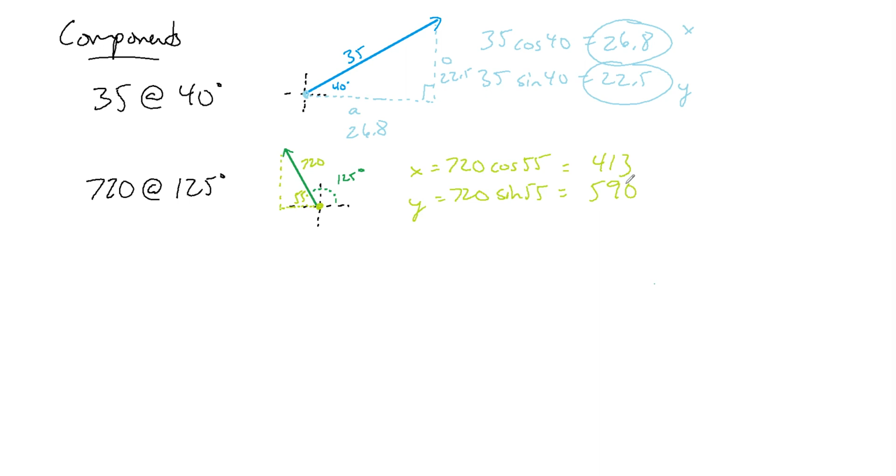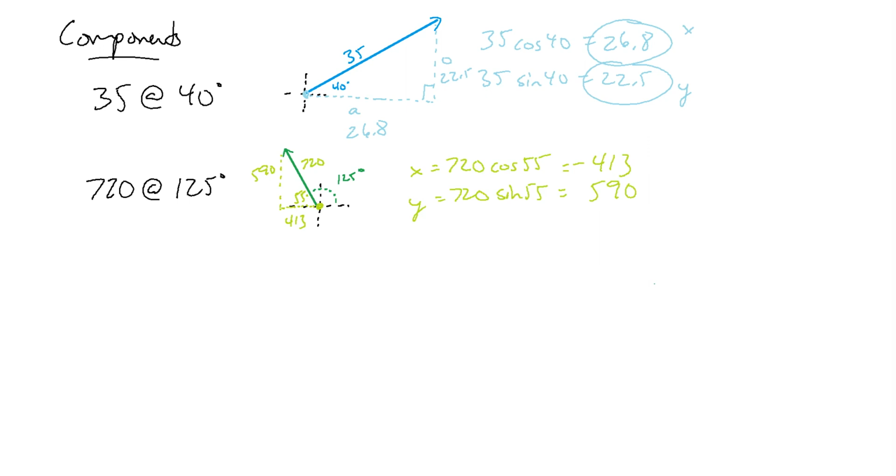And if you use the 125 degrees, you'll end up with the exact same values, except your positives and negatives will kick in. When I look at this now, my x component is 413, which is fine. But since it's going to the left, it's not positive 413. It's got to be negative because it's going towards the left. My y component was 590, and it's going up, which is fine, so it can stay as 590. So my x component would be negative 413, and my y component would be 590. And that's it. So again, just breaking apart a triangle.